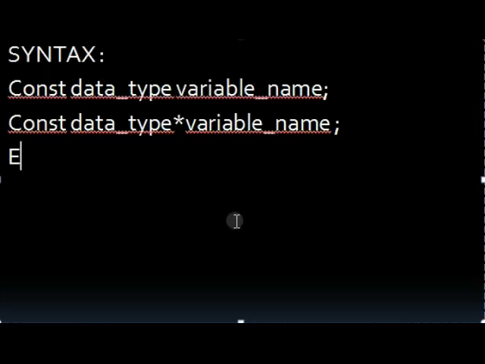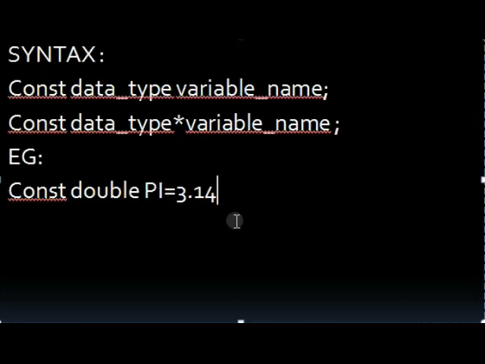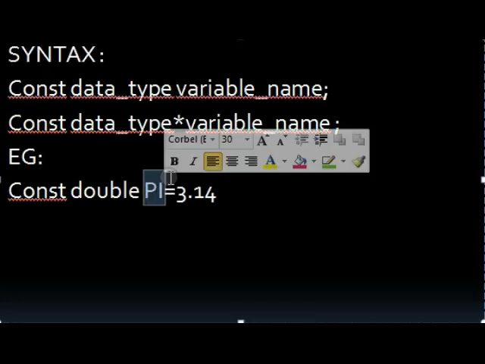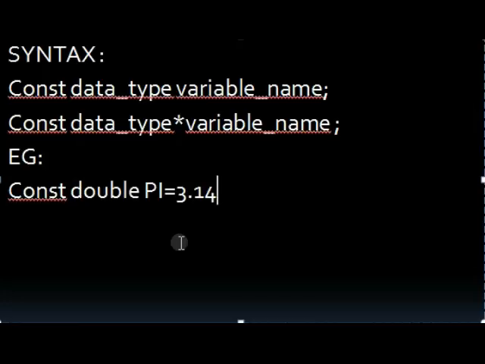Let's take an example. const keyword, and then I'm going to define pi. Pi, as you all know, is a double, so my data type would be double. Pi is equal to 3.14. So here pi is your constant. What it means is that pi and 3.14 are the same for this program.